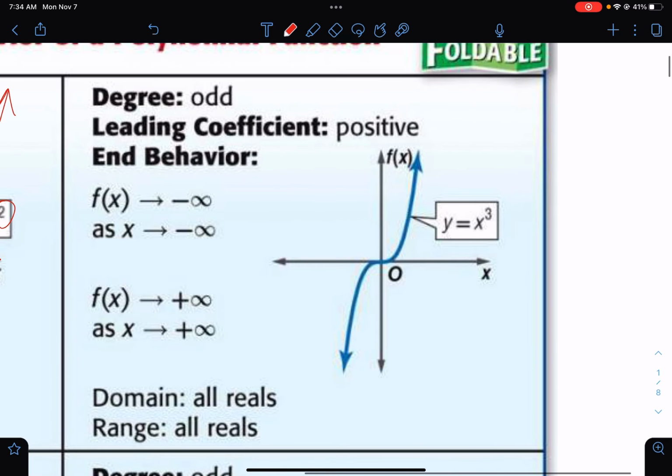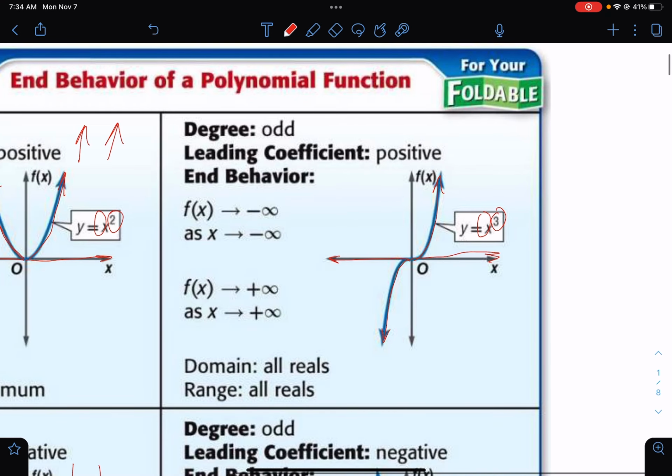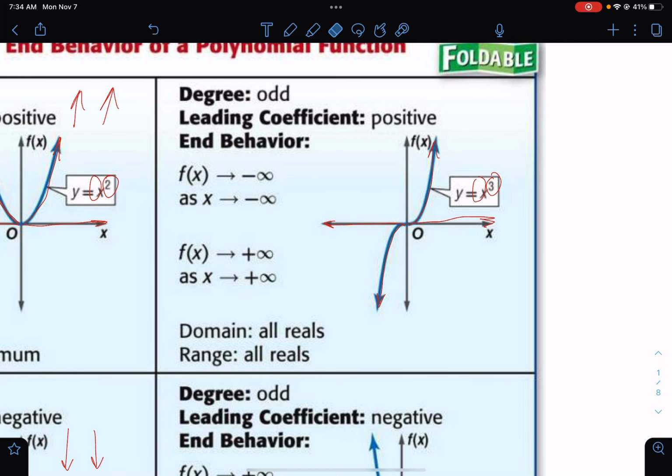Then we've got odd degrees. So if you have an odd highest power and the leading coefficient is positive, as x goes to negative infinity, y, or f of x, is going to go to negative infinity. As x goes to positive infinity, f of x is going to go to positive infinity. And of course, we can see here we've got an odd highest power and a positive leading coefficient. So this guy goes down and up.